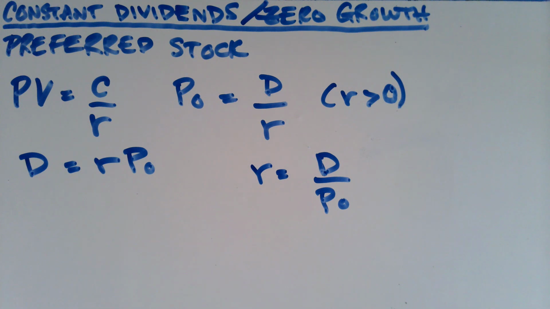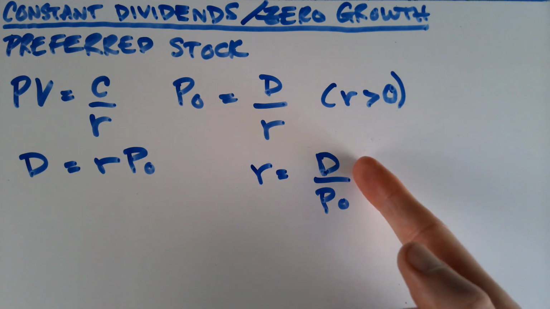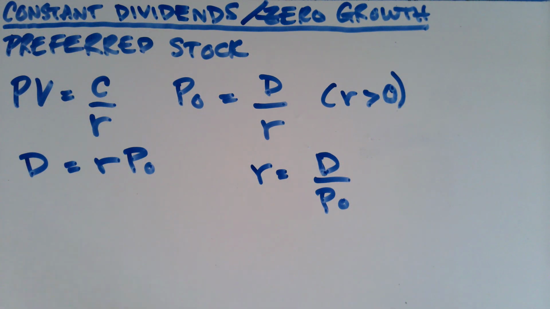And this is what's actually used by traders to determine the dividend yield on preferred stocks. What they do is they take the dividend amount, which is known, and divide by the price, which changes daily in the market, to get the current required return.